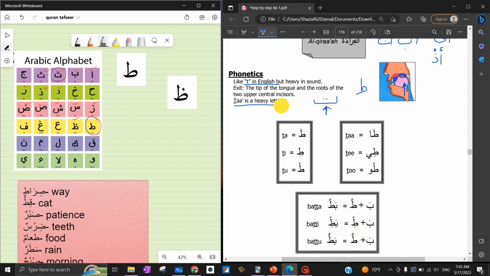Ta is a heavy letter, remember that. Now here you can see ta with the short vowels and ta with long vowels, alif, ya and waw.